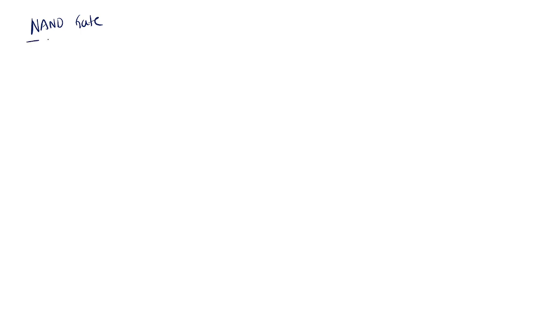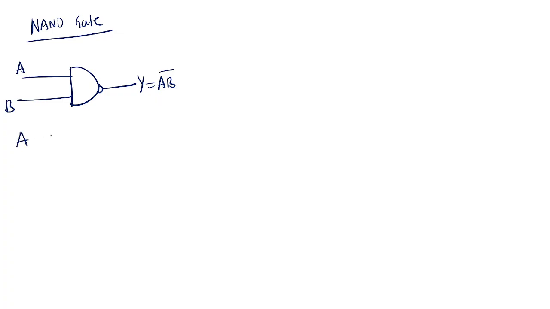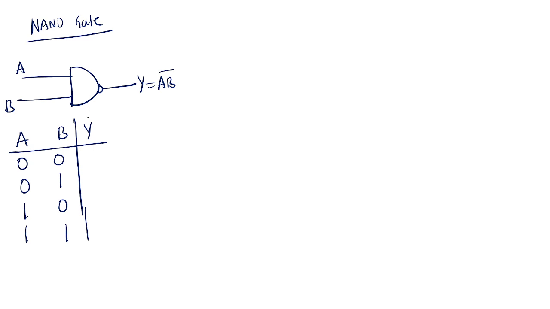NAND gate: this is the symbol for NAND gate, an AND gate followed by a bubble. This is A, B, and output Y equals AB bar. In the truth table, A, B, and output Y: 0 0, 0 1, 1 0, 1 1, with outputs 1, 1, 1, 0. Any one of the input is low, the output is high.